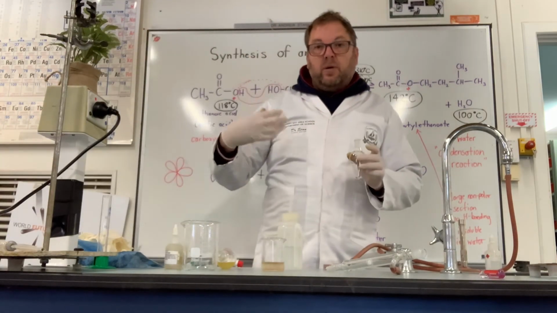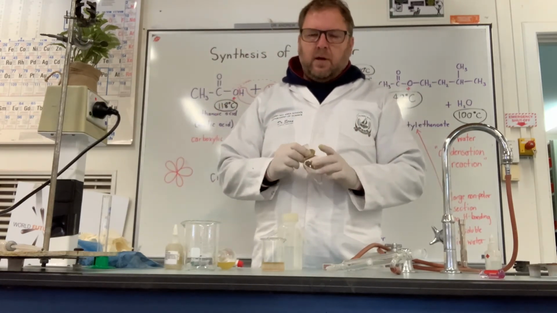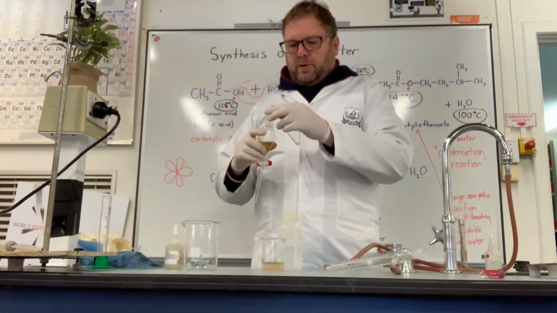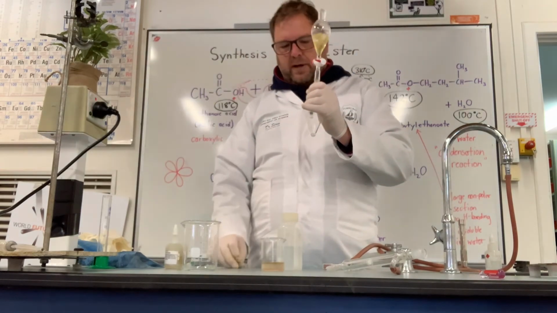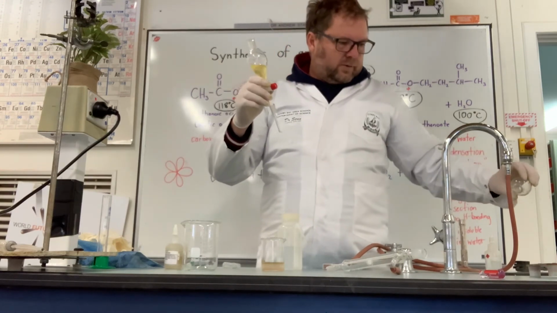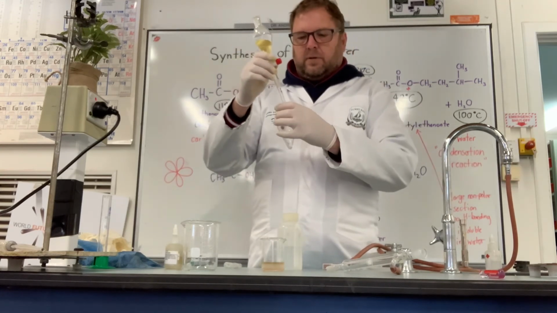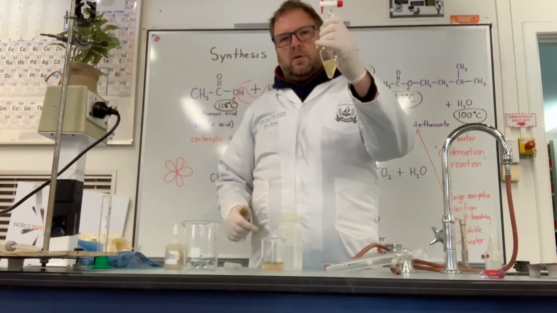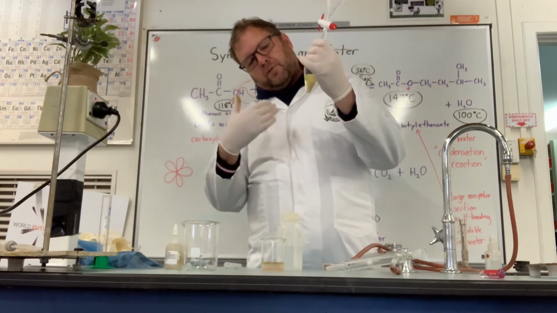So the equipment that we're going to use is going to be quite similar to the equipment that we just used for the reflux. You'll see how that works in a minute. I've got my pear-shaped flask. I've just cleaned that out so it's nice and clean. And I'm going to add my product from my reaction from the separating funnel into that. Just clean that out with a little bit of ethanol. So we're going to let that run into there, just that non-polar layer.